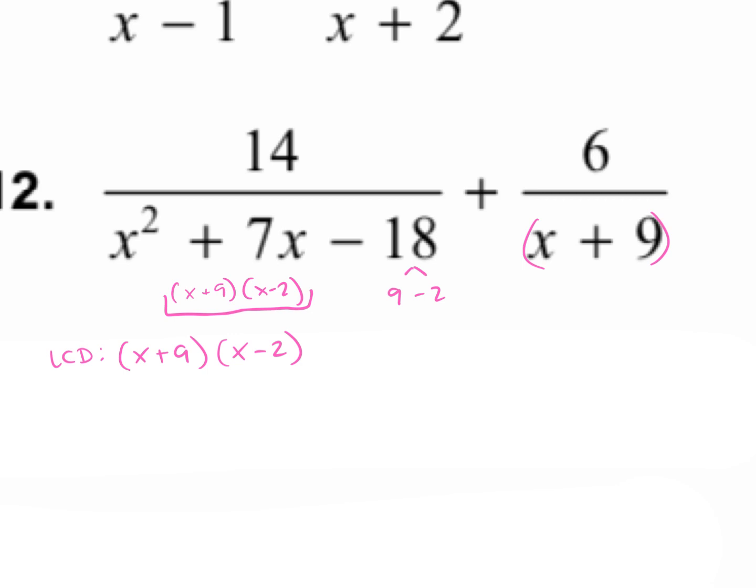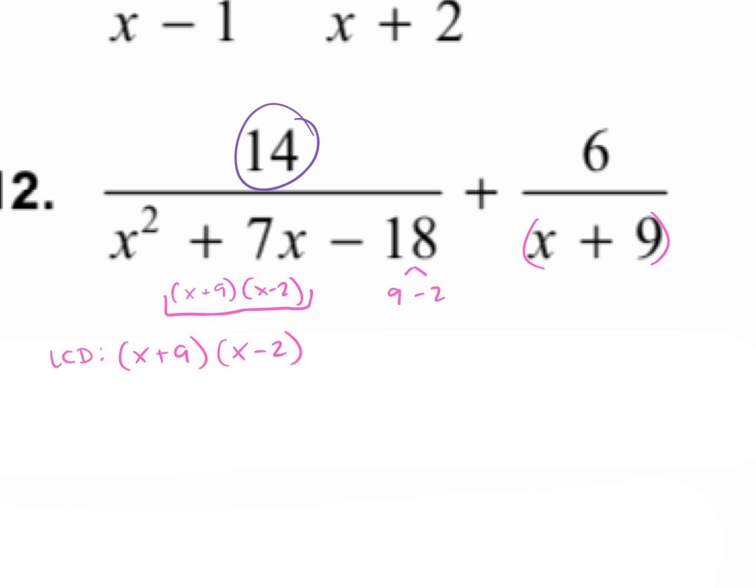We multiply by what? By what's missing. So in my first denominator, what am I missing if I already have x plus 9 and x minus 2? I'm not missing anything, so I don't need to multiply 14 times anything. It's just going to be 14.